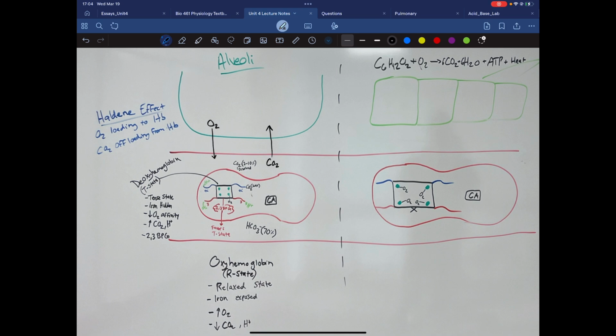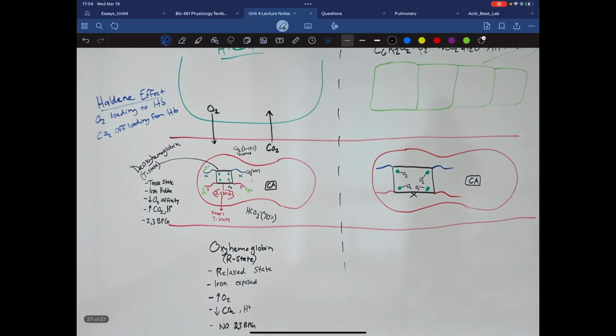And then with that, the hemoglobin is going to be more available for CO2 to attach. Only a little bit of CO2 attaches, but it does, and also hydrogen attaches to the hemoglobin. And then also we have 2,3 BPG, which also attaches to the hemoglobin, and that favors the T state. It wants to help keep it in the T state.